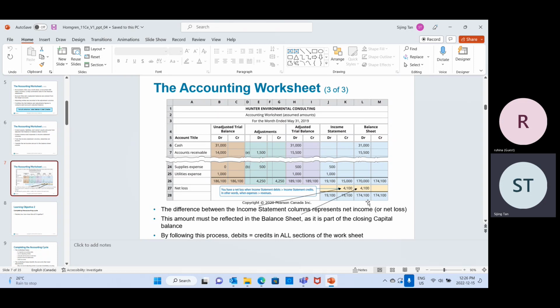See, the total debit always equals the total credit. Now, net income is entered in the debit column of the income statement and in the credit column of the balance sheet. But net loss will be entered in the credit column under the income statement and the debit column under the balance sheet. So that is how that works.